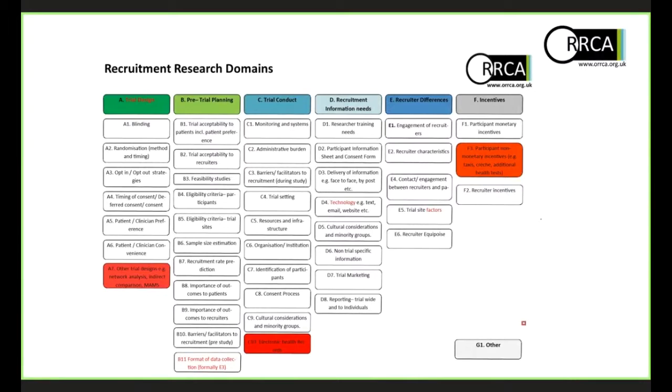But we have added 3 domains, which we've been using in this last update. Other trial designs, and particularly under C10, we've added a domain on electronic health records because we recognise this is a kind of growing area and is particularly used in recruitment of potential participants to clinical trials. And so we wanted to be able to capture that and allow people to pull out articles on that.